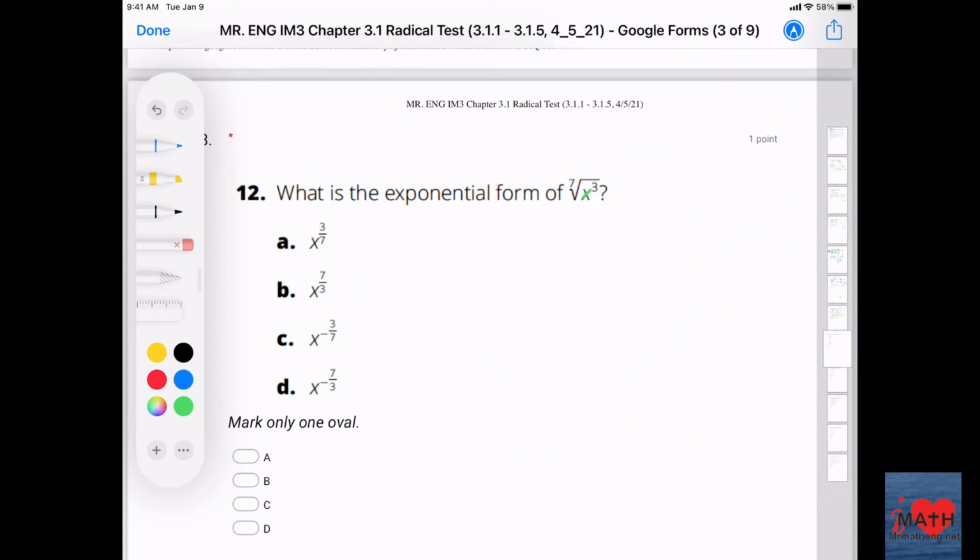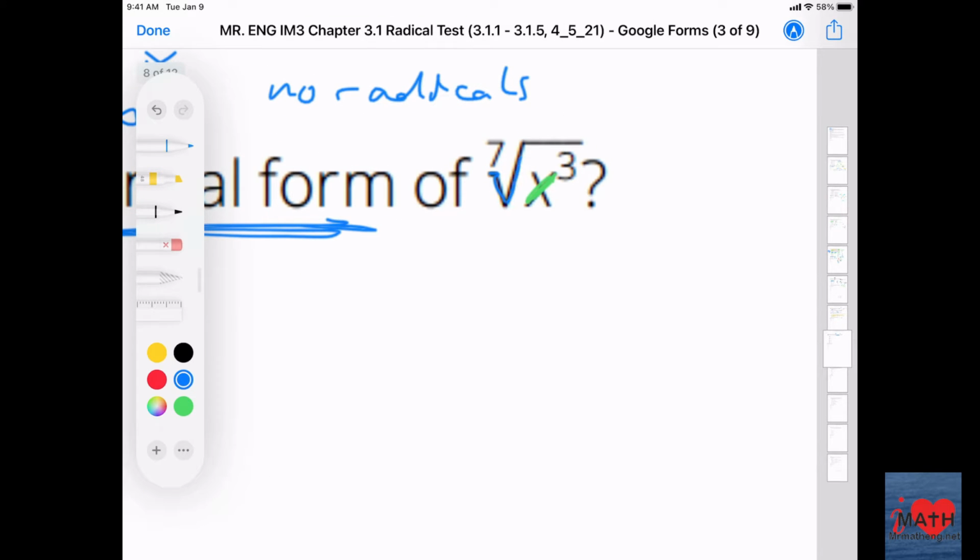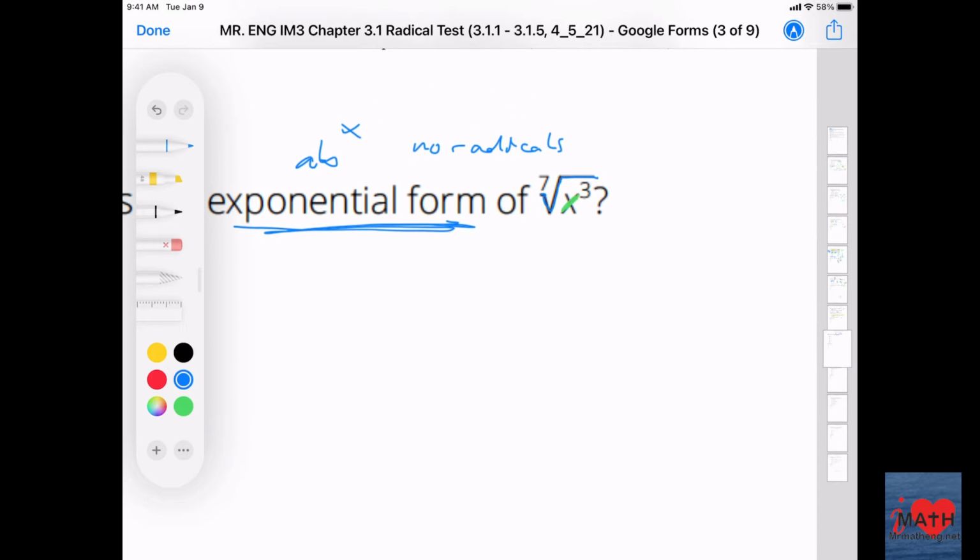Number 12 is asking us, what is the exponential form? Exponential form just basically means you have an exponent, but more importantly, no radicals. And this, my friends, is a radical. Another way that they are saying what they want from us is rational exponents.